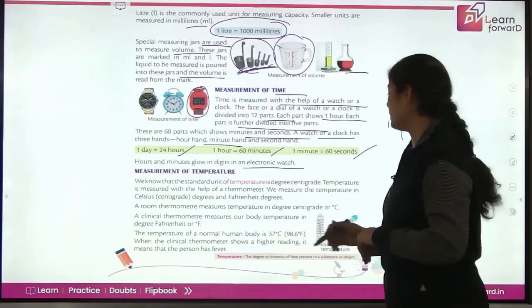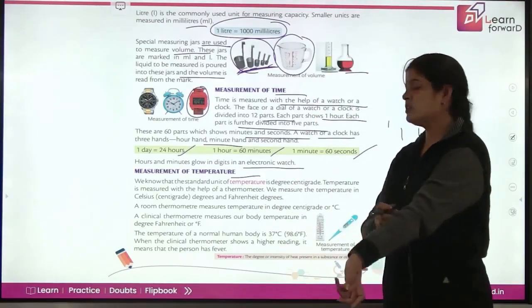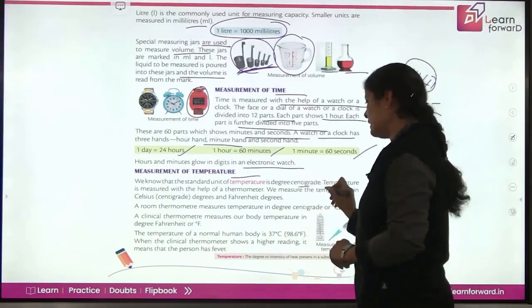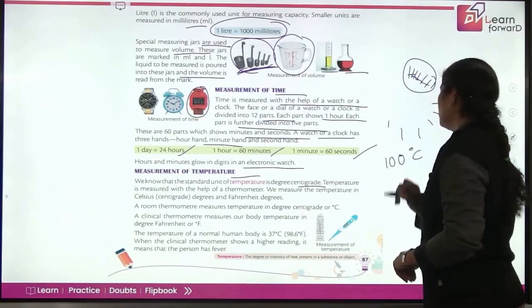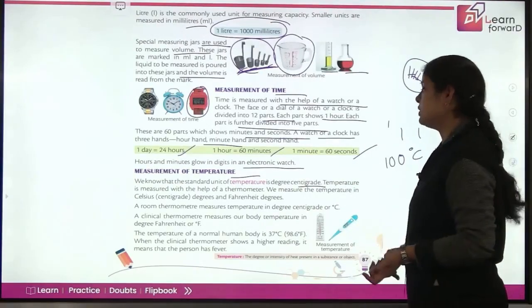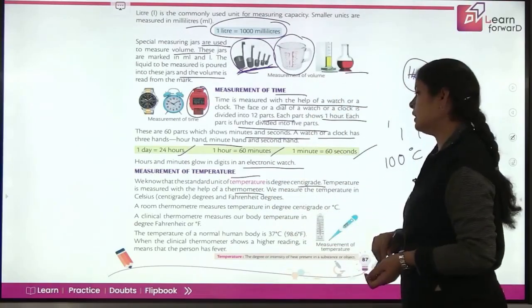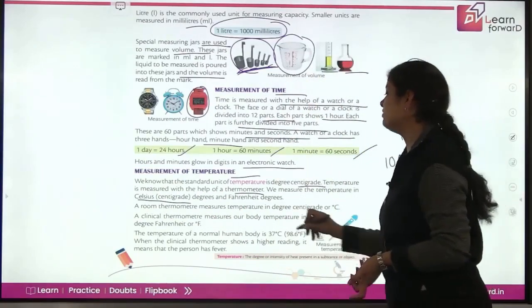Now measurement of temperature. How can you measure the temperature? Everybody knows we use a thermometer to measure the temperature. We know that the standard unit of temperature is degree centigrade. Always we say 100 degrees centigrade or 100 degrees Celsius. Temperature is measured with the help of a thermometer. We measure the temperature in Celsius or centigrade, same thing, degrees and Fahrenheit degrees.